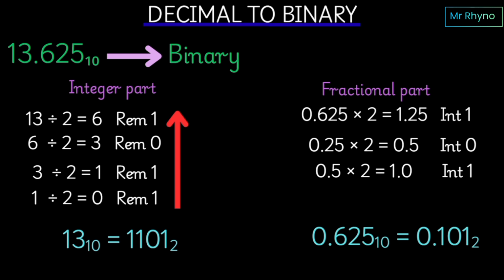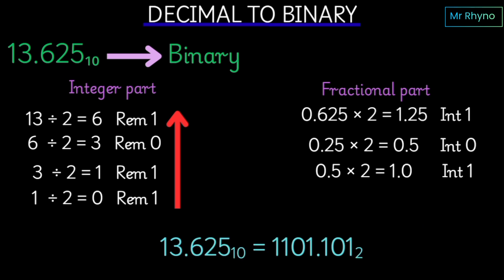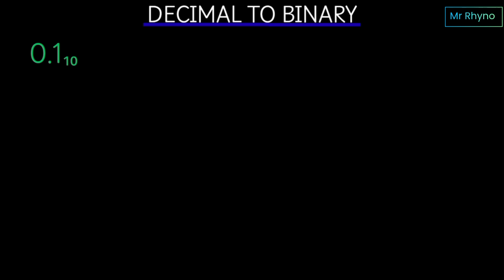0.101 to base 2. So for us to have a complete answer, we shall combine these two, and in combining these we shall have 1101.101 to base 2 as the binary equivalent of 13.625 to base 10.